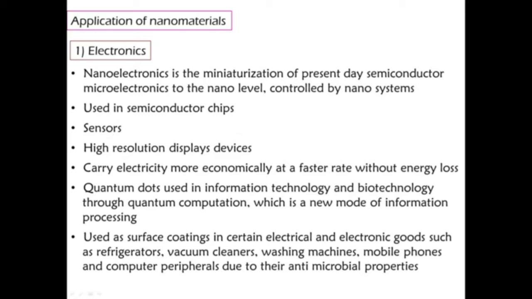Sensor in the sense, for example, if you want to check the quality of food, you can use a nanomaterial which can sense the smell of the rotten food. And also you can use a nanomaterial which can sense the presence of the chemical which is making this particular smell. Okay. Like that, different types of gases can also be sensed using nanomaterials.